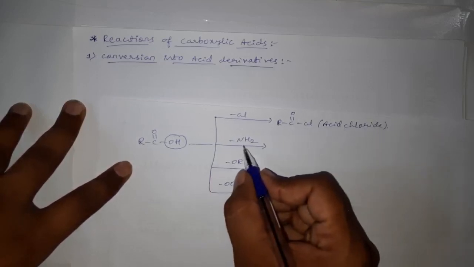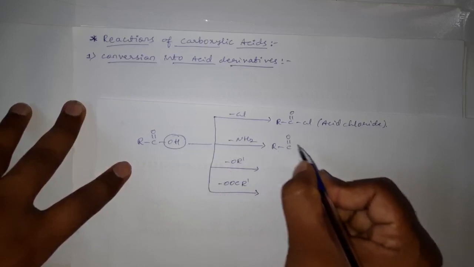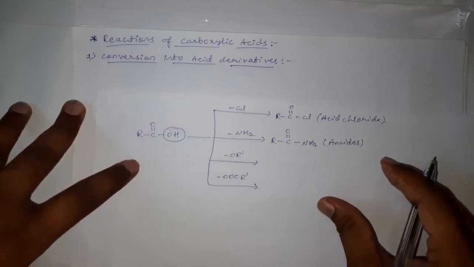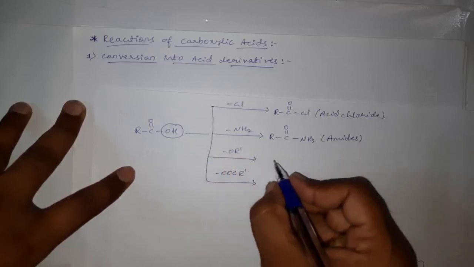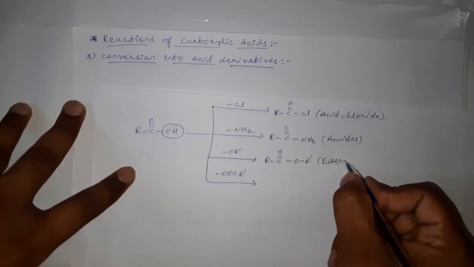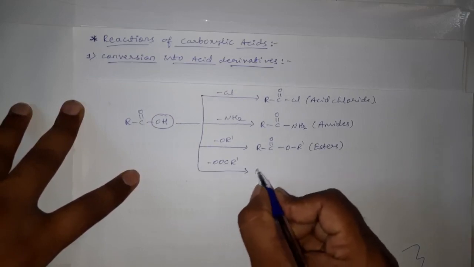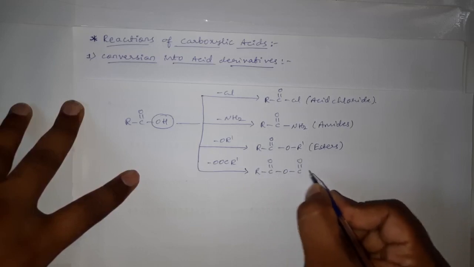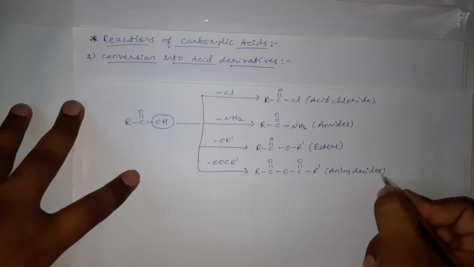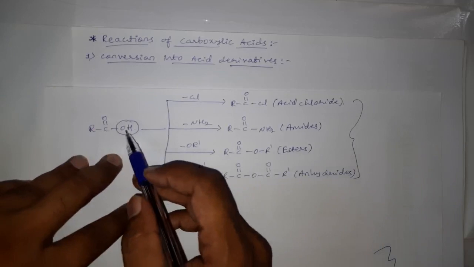And if this OH group is replaced with NH2, then we will get R C double bond O NH2, and here we will get amides. Okay, and if the OH group is replaced with OR dash, then we will get R C double bond O OR dash. These are the general formulas for esters. And if it is replaced with OOCR dash, then we will get R C double bond O O C double bond O R dash, and these are anhydrides.